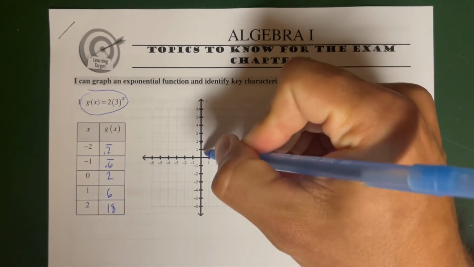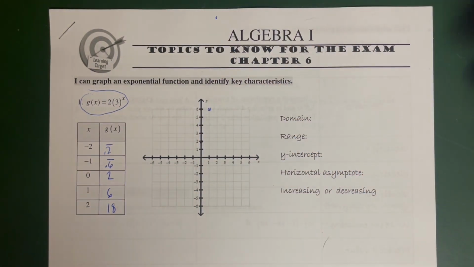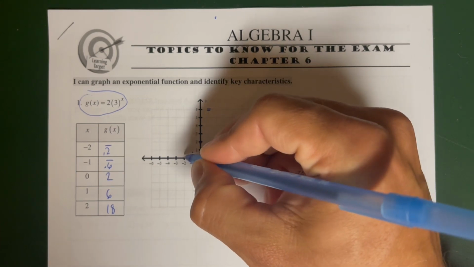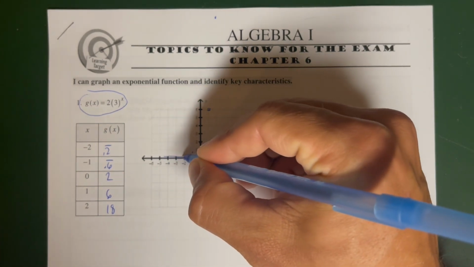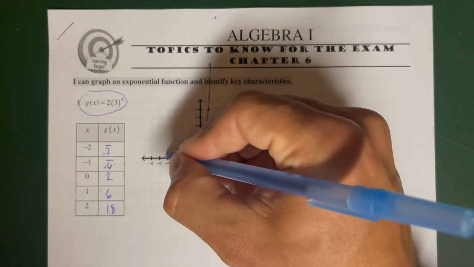0, 2 is here, 1, 6 is there. 2, 18 is way up off the grid, so we'll put it up there at the top of the page. -1, 2/3, and -2, 2/9. It looks like we come right along here and grow at a very fast rate. That's why it's an exponential function.